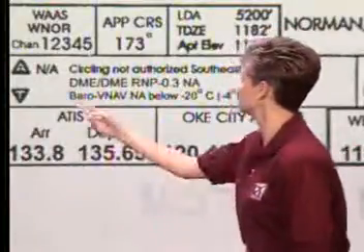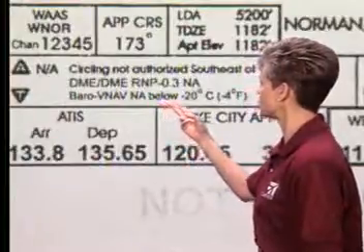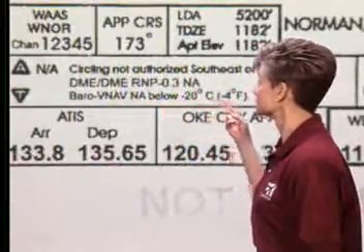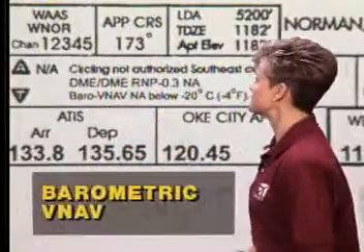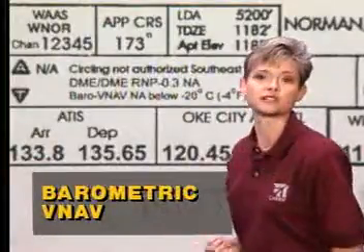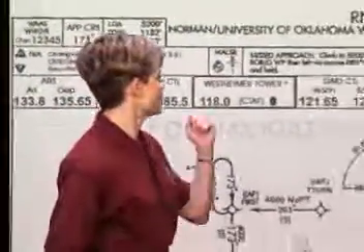The next note says Baro VNAV not authorized below -20 degrees Celsius, which is -4 degrees Fahrenheit. Baro VNAV stands for Barometric VNAV. VNAV uses the barometric altimeter to know how high the airplane is in relation to the computed glide path. As you know, the altimeter does not give you the proper terrain clearance in extremely cold weather. So this system is not authorized in extremely cold weather. So there you have it, the RNAV approach. One more handy way into the airport of your choice with a lot of promise for the future.